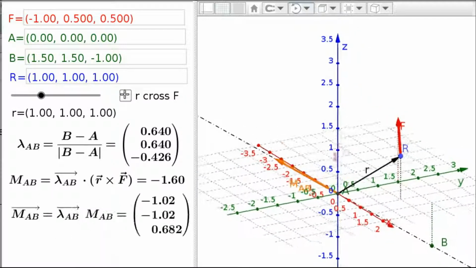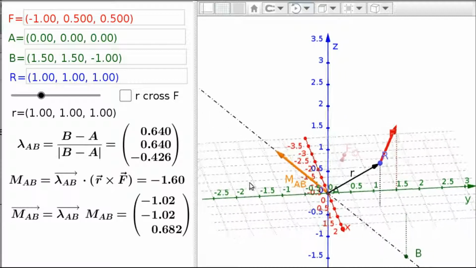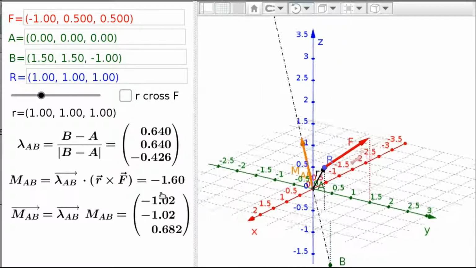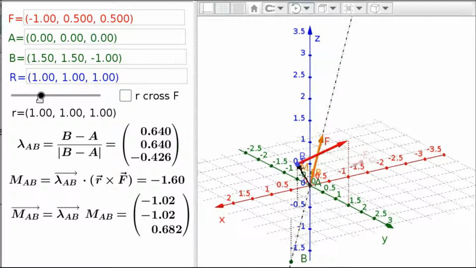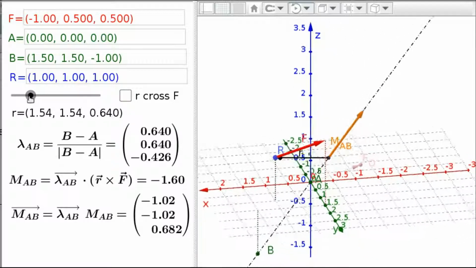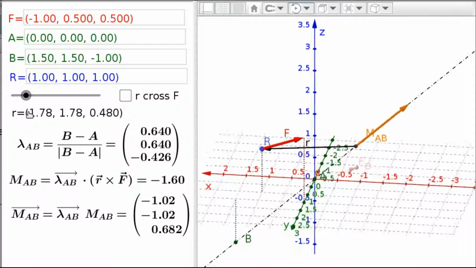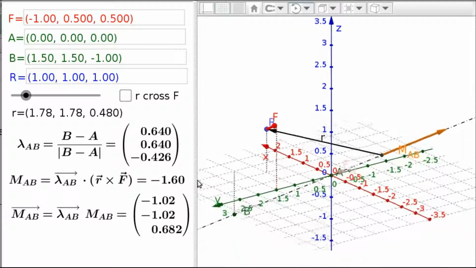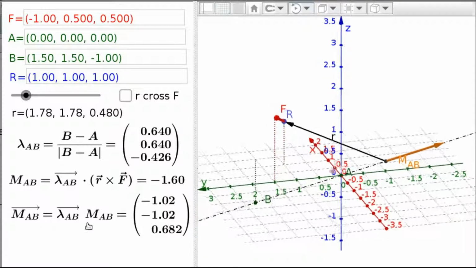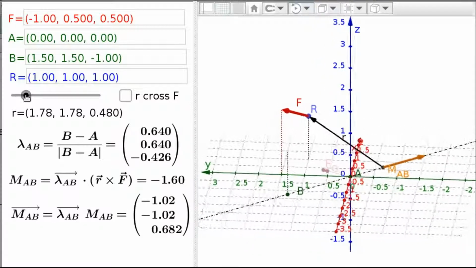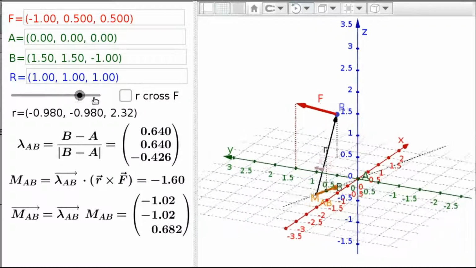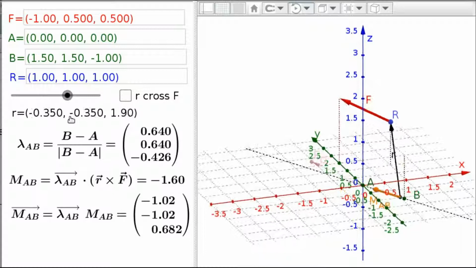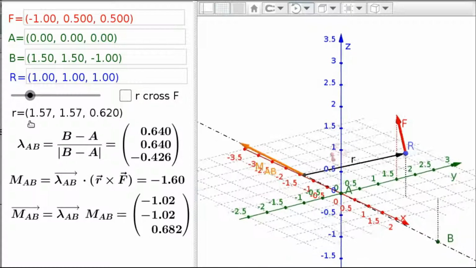If we go back here to our original vector, one of the things we can do is pick a different point along this line. If we pick a different point along this line, we see that the MAB scalar and our vector MAB don't change. So we can pick any point along this line. I challenge you to show that algebraically.